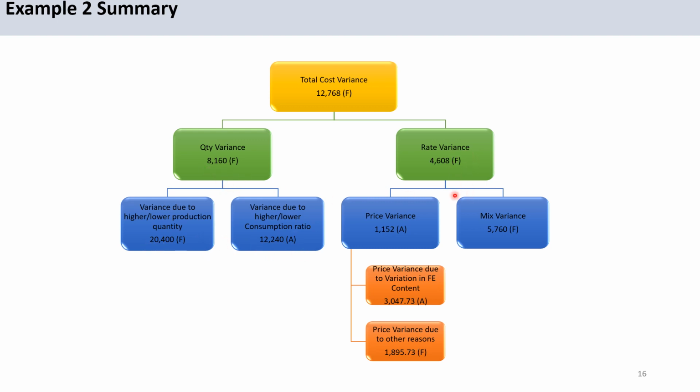Similarly, the rate variance was split into two parts, price variance and mix variance. Price variance of 1152 was further bifurcated into two parts. Due to Fe content difference was 3047.73 adverse, and due to other than Fe content difference was 1895.73. If we take the total of these two, it becomes the price variance of 1152, and the mix variance, as I explained, was 5760 favorable. So the total of this matches 12768.